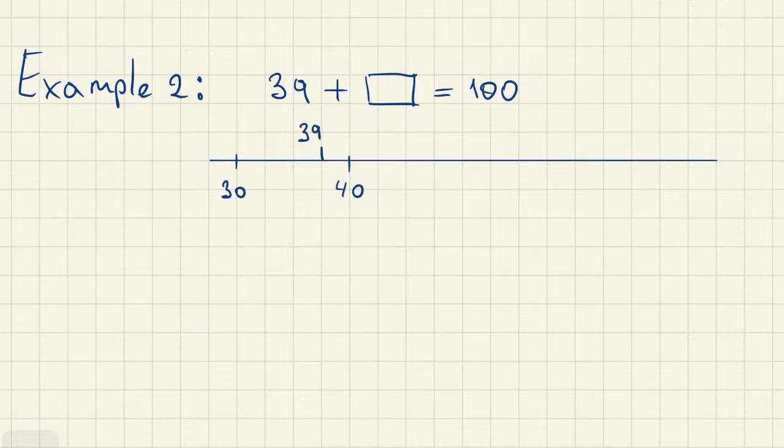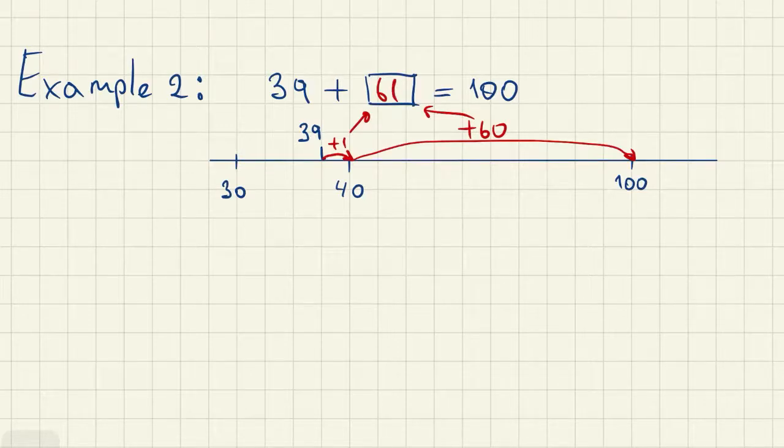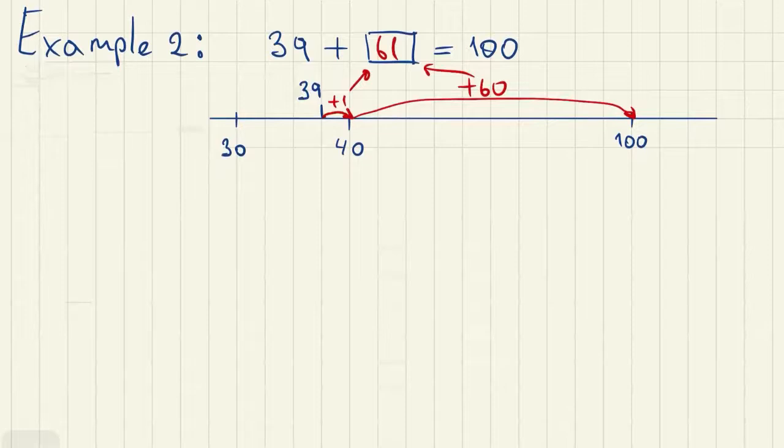And we don't have to draw all of these numbers actually. We don't need them. So we can only draw 100 somewhere here. We can only mark 100. And the way we go is we go from 39 to 40 first. That is plus 1. And then we go to 100. That's going to give us plus 60. So plus 1 and plus 60 together is 61, which is our answer. All right, so this is the method.